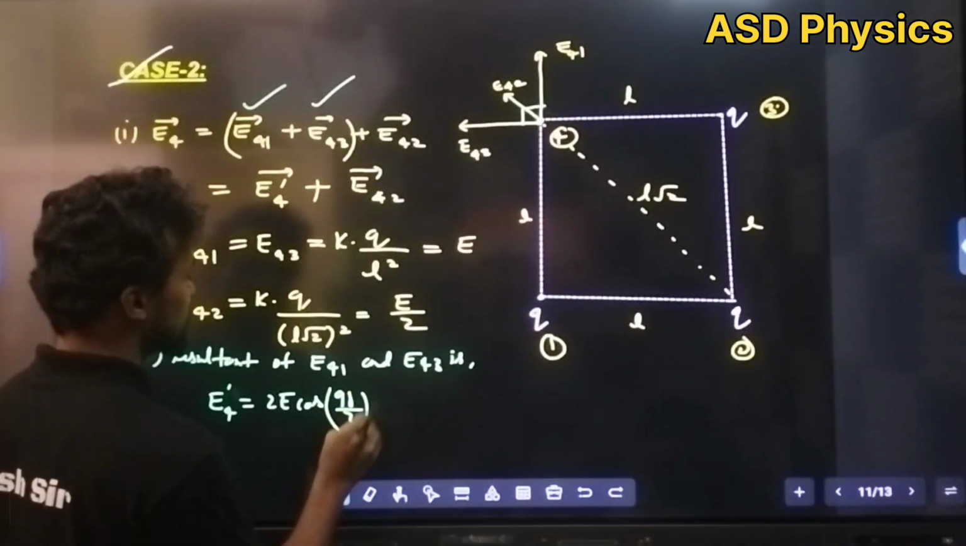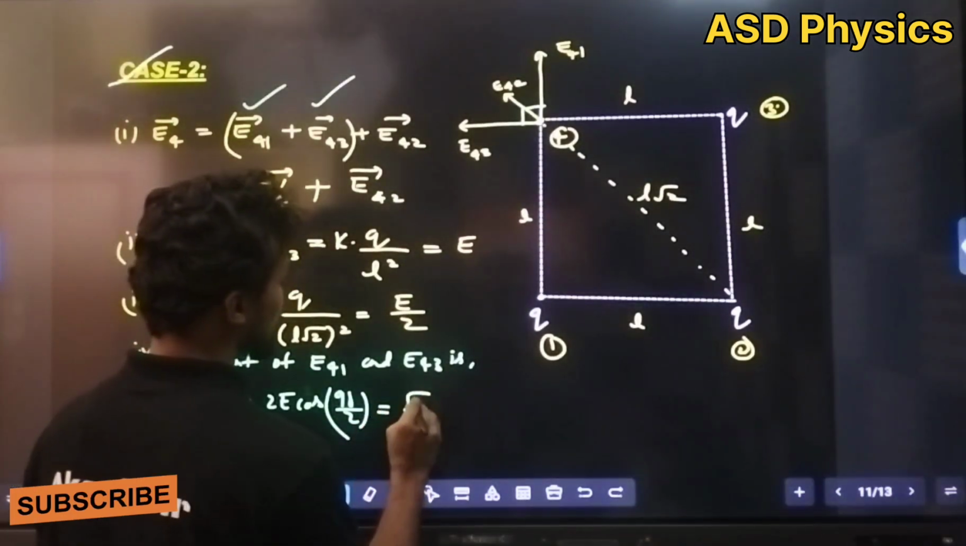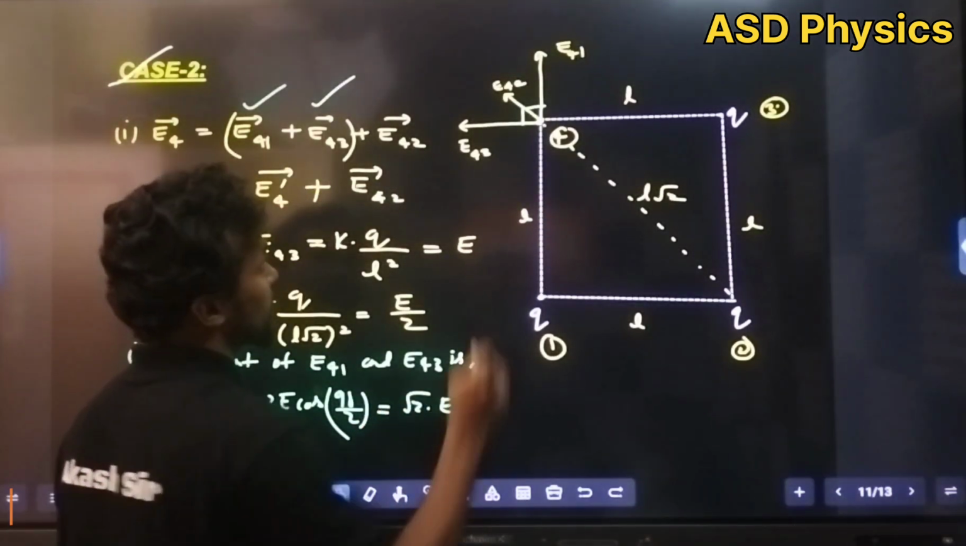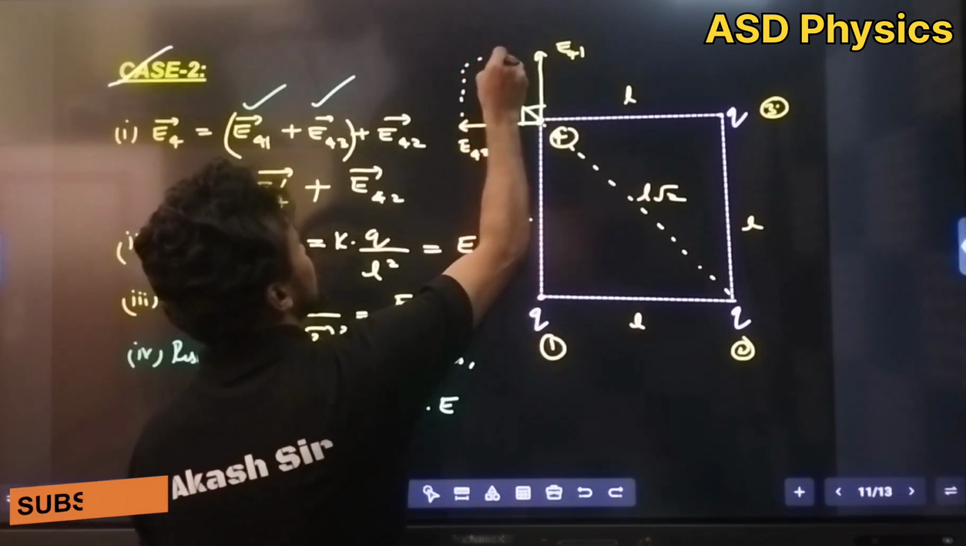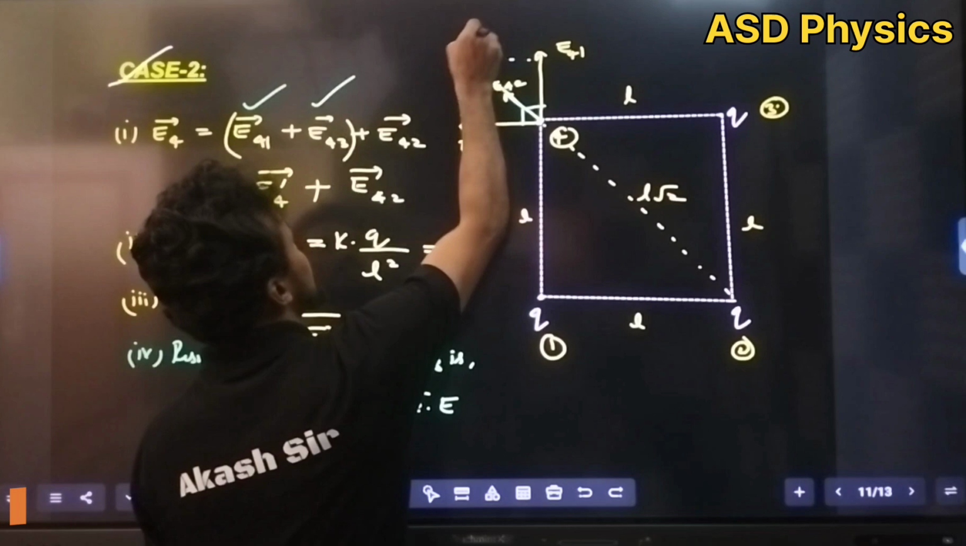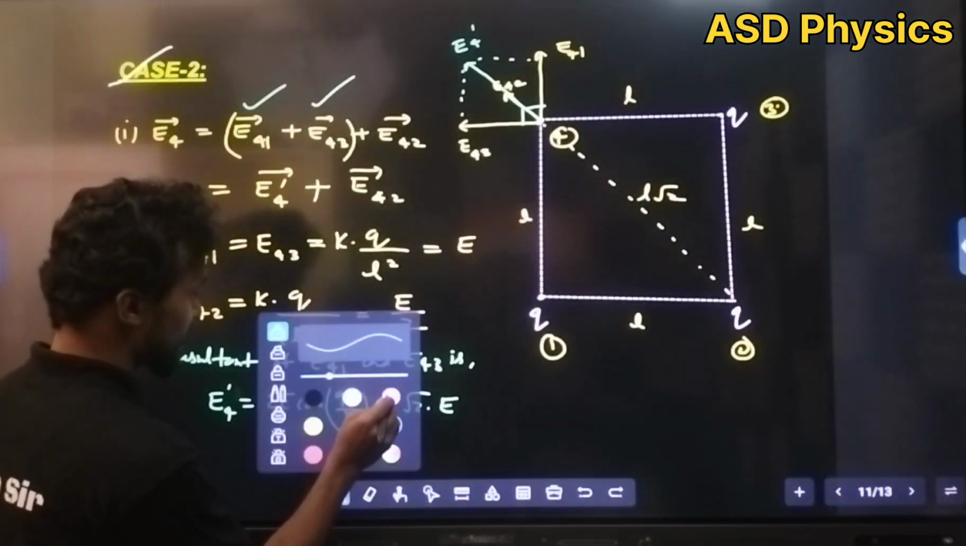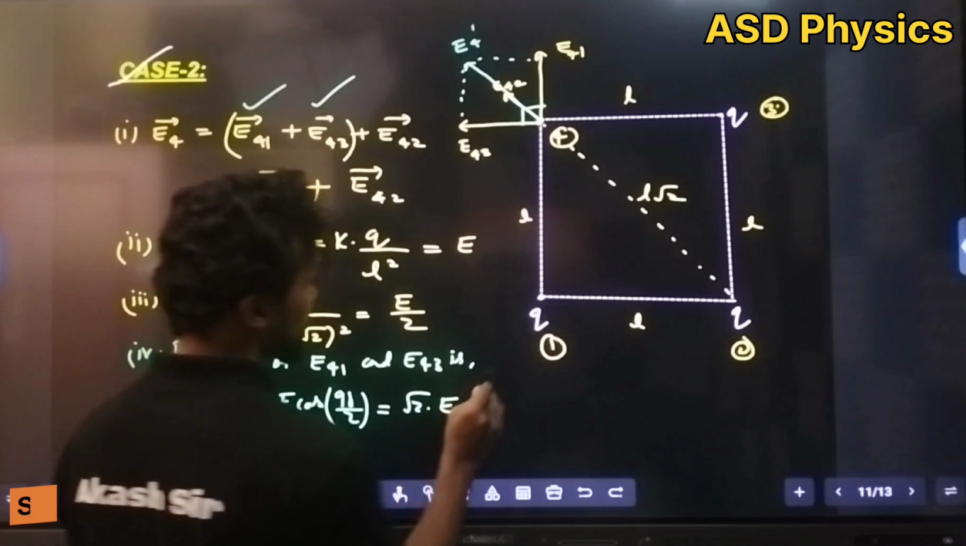So 90 by 2, cos 45 is 1 by root 2. The 2 and root 2 will cancel out, so it will come root 2 E here. And in which direction will this be? This will be in this direction here. Now you can see very well this E4 dash and this E42, in which direction are they? They are in the same direction. That means they are making an angle of 0 degrees here.